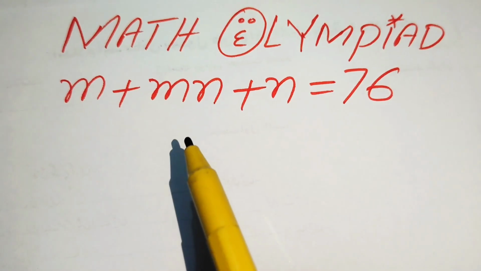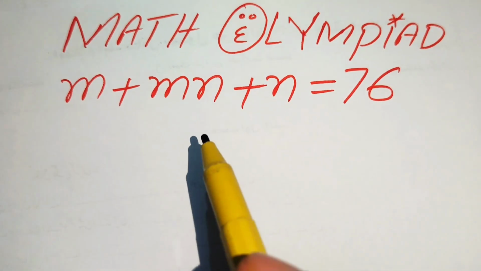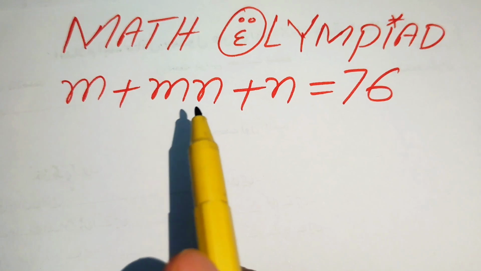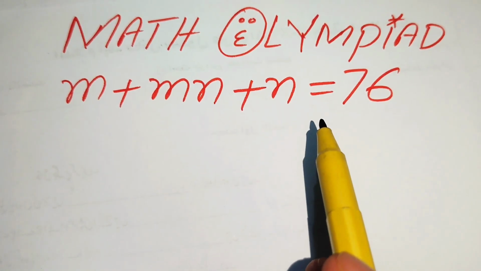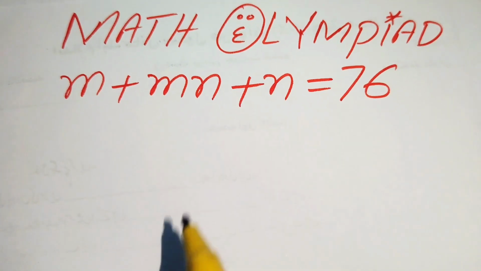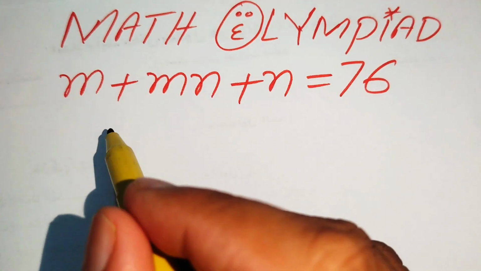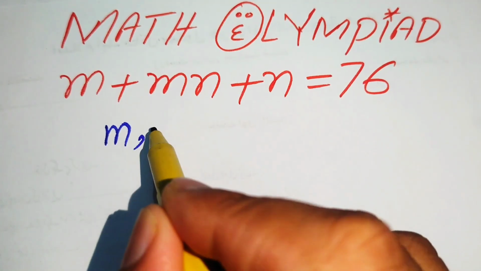Hello everyone, welcome to solve this math Olympiad algebra problem. Here we have m plus m times n plus n equals 76, and we solve this problem for the values of m and n.